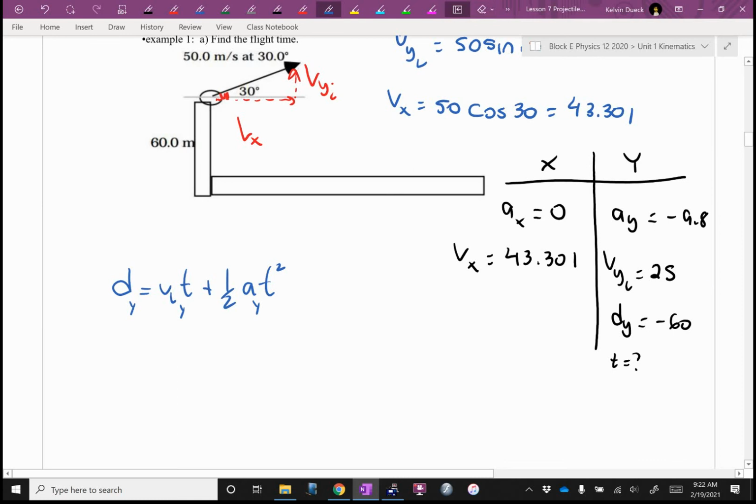What kind of an equation is this? It's a quadratic. How do I know? What makes a quadratic a quadratic? It's got a squared. And unlike Physics 11, where I always made sure that one of the t's would cancel, nuh-uh. This is a full-bore quadratic. Our equation is going to look like this. Negative 60 equals 25t minus 4.9 t squared. I was bad and I went half of negative 9.8 in my head.